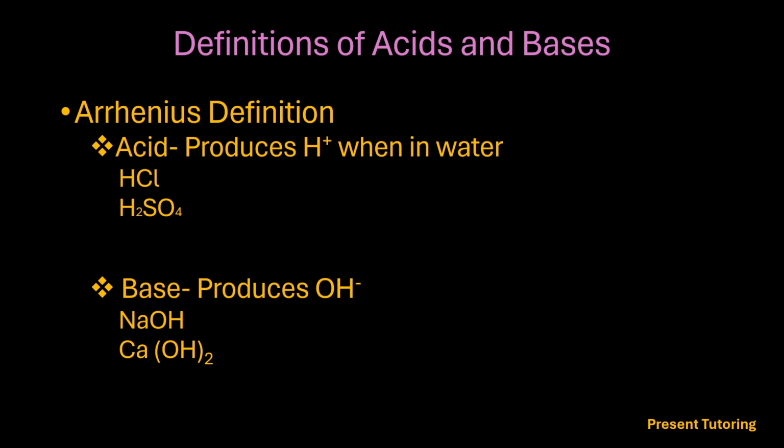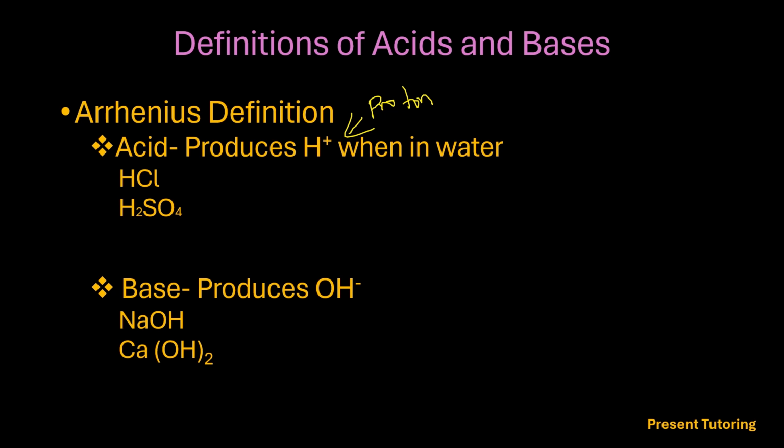We have a couple of different definitions for acids and bases. One of the definitions is the Arrhenius definition. This one is literally talking about what is produced in the presence of water. So for acid, if you add water to an acid, the acid will produce H plus or a proton when in water. H plus is usually also called a proton.